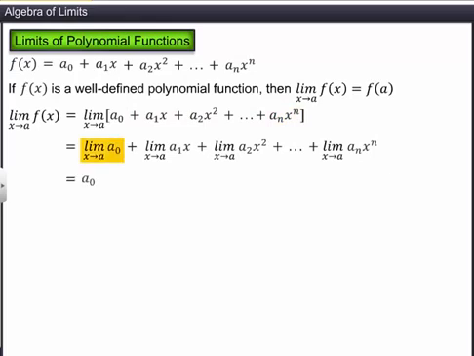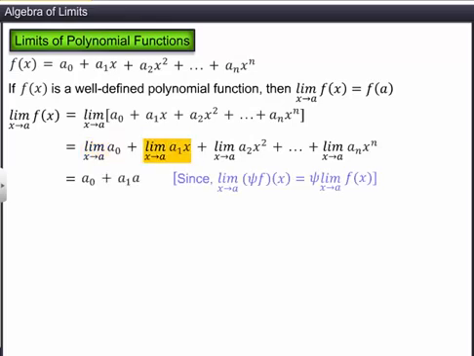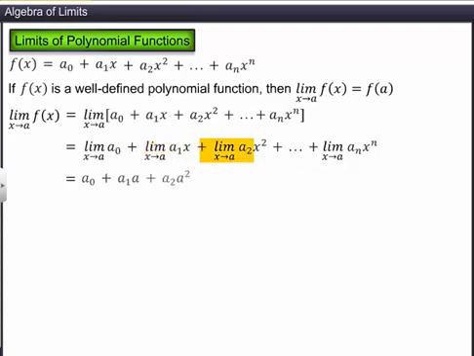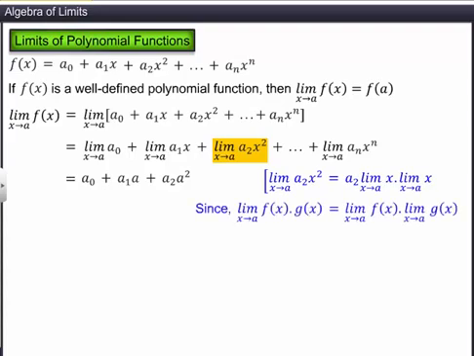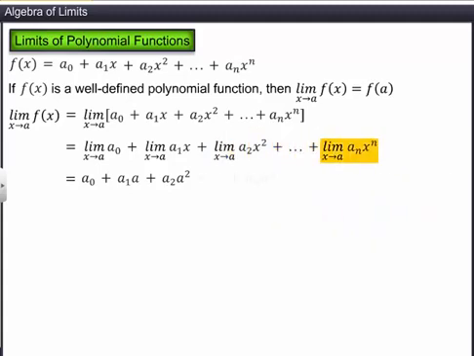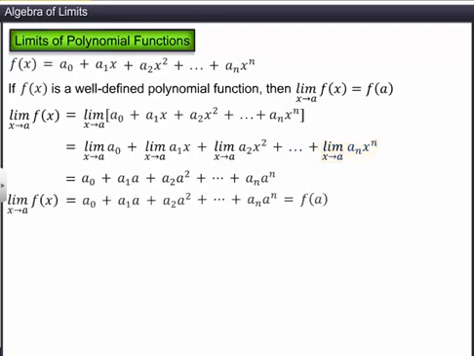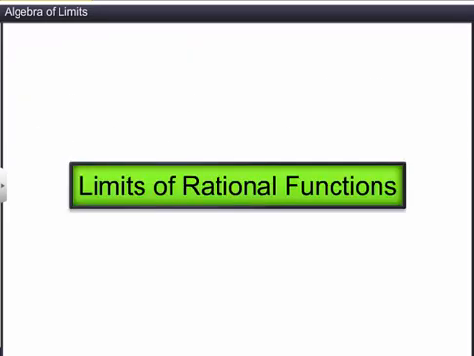The first function is a constant. The second term also follows directly. The third term can be considered as shown. Similarly, the limit of the final term in the polynomial is as shown. This sum is equal to f of a. Now, we will see the limits of rational functions.